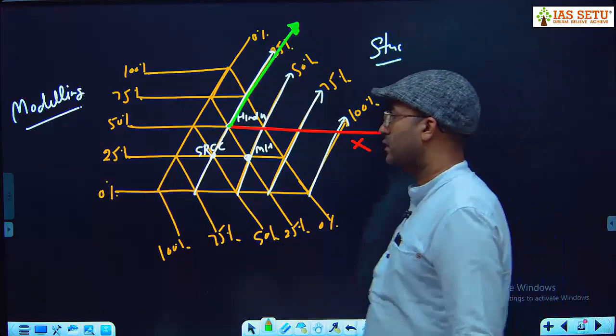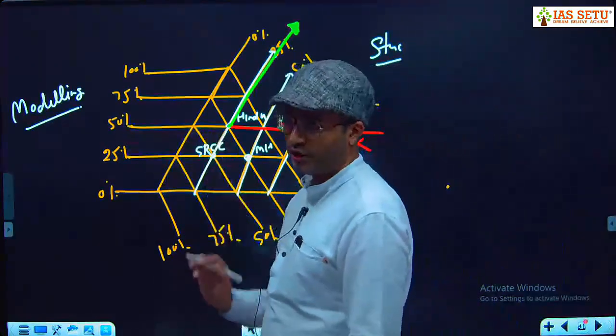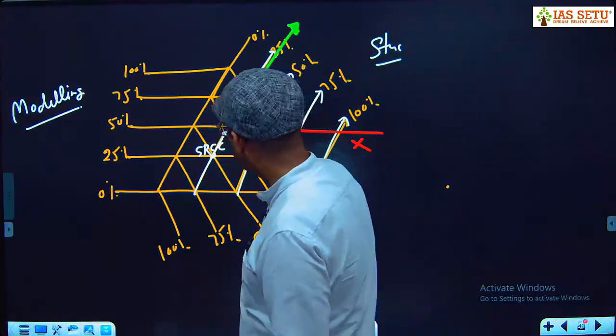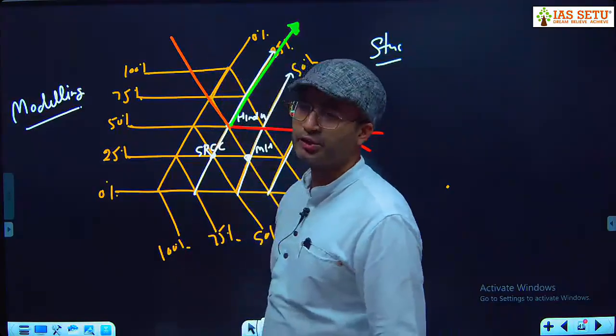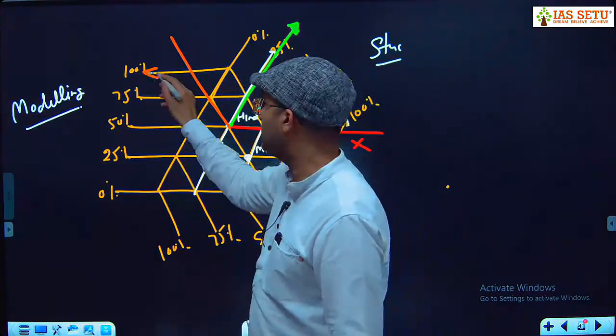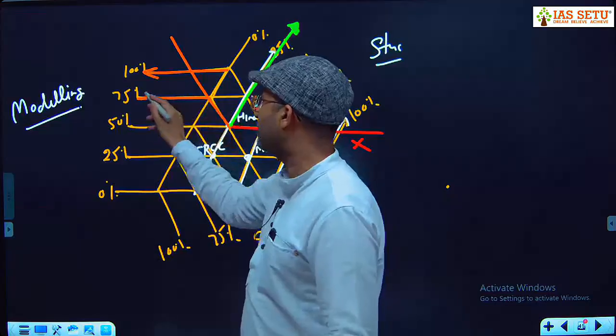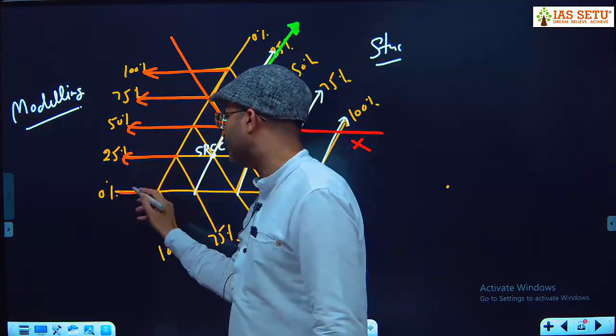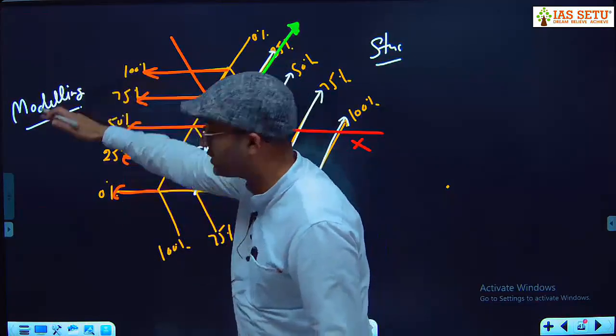See here, this scale is for modeling. If I draw this line, you intersect your scale. This is the scale: 100%, 75%, 50%, 25%, 0%. This is the scale of modeling.